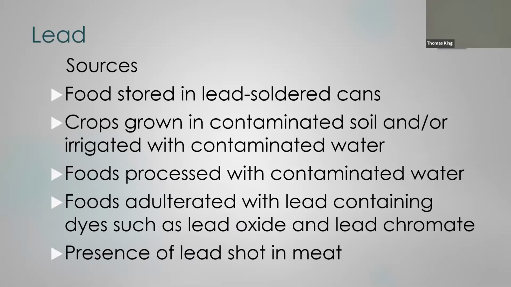Sources of lead. Food stored in lead soldered cans. Certain acidic food can leach the lead out of the can. Crops grown in contaminated soil or irrigated with contaminated water. The contamination from the soil can come from leaded gasoline that was used in the past or leaded paint chips. The contamination in the water can be from older lead-lined pipes. Foods processed with contaminated water. Foods adulterated with lead-containing dyes, such as lead oxide and lead chromate. And the presence of lead shot in meat.